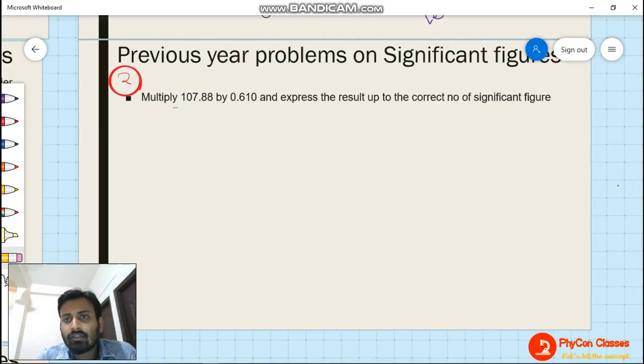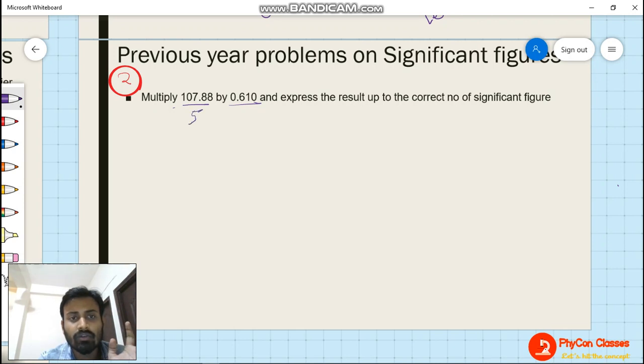The problem is again on significant figures. The question says: multiply 107.88 by 0.610 and express the result up to the correct number of significant figures. In any kind of calculation, multiplication, addition or anything, the number of significant figures in the final answer will be equal to the minimum number of significant figures in the given data. Here we have two data. For the first, 107.88, the number of significant figures is 5.